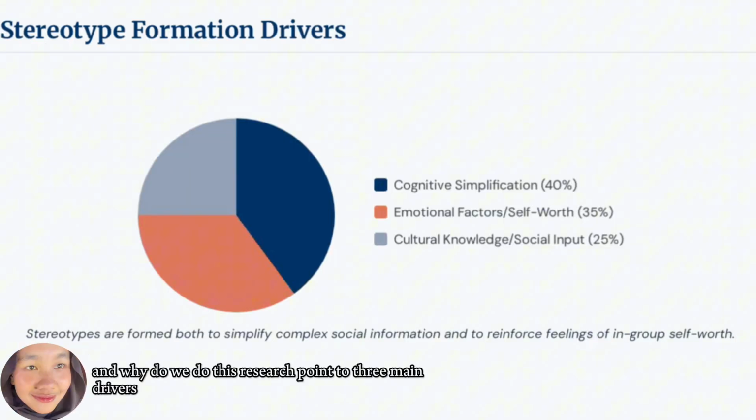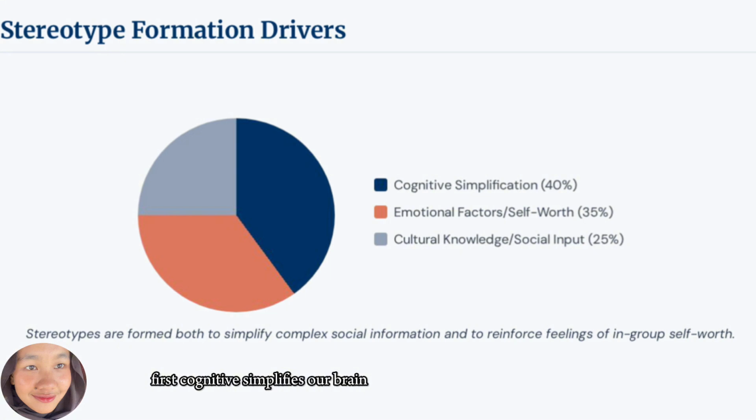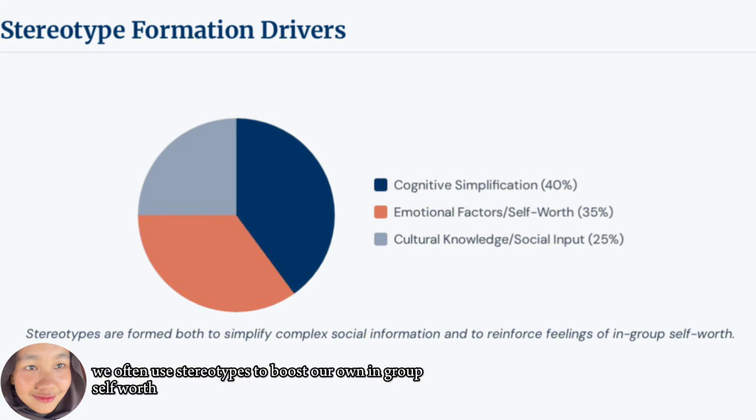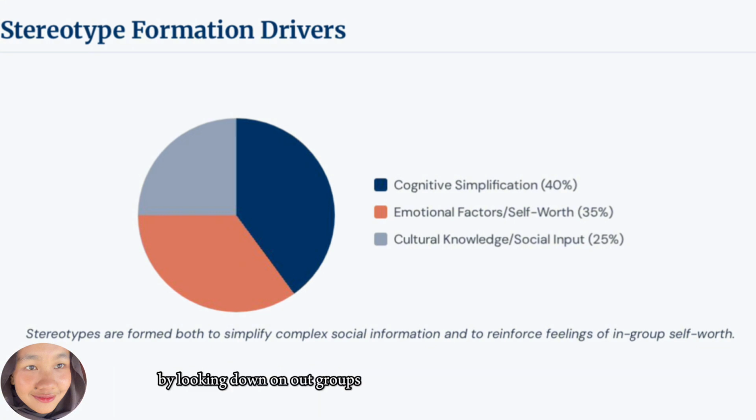And why do we do this? Research points to three main drivers. First, cognitive simplification. Our brain tries to save energy by putting people into boxes. And the second is emotional factors. We often use stereotypes to boost our own in-group self-worth by looking down on out-groups. And finally, the last one is cultural knowledge. The social input we receive from the world around us helps build these mental frameworks.